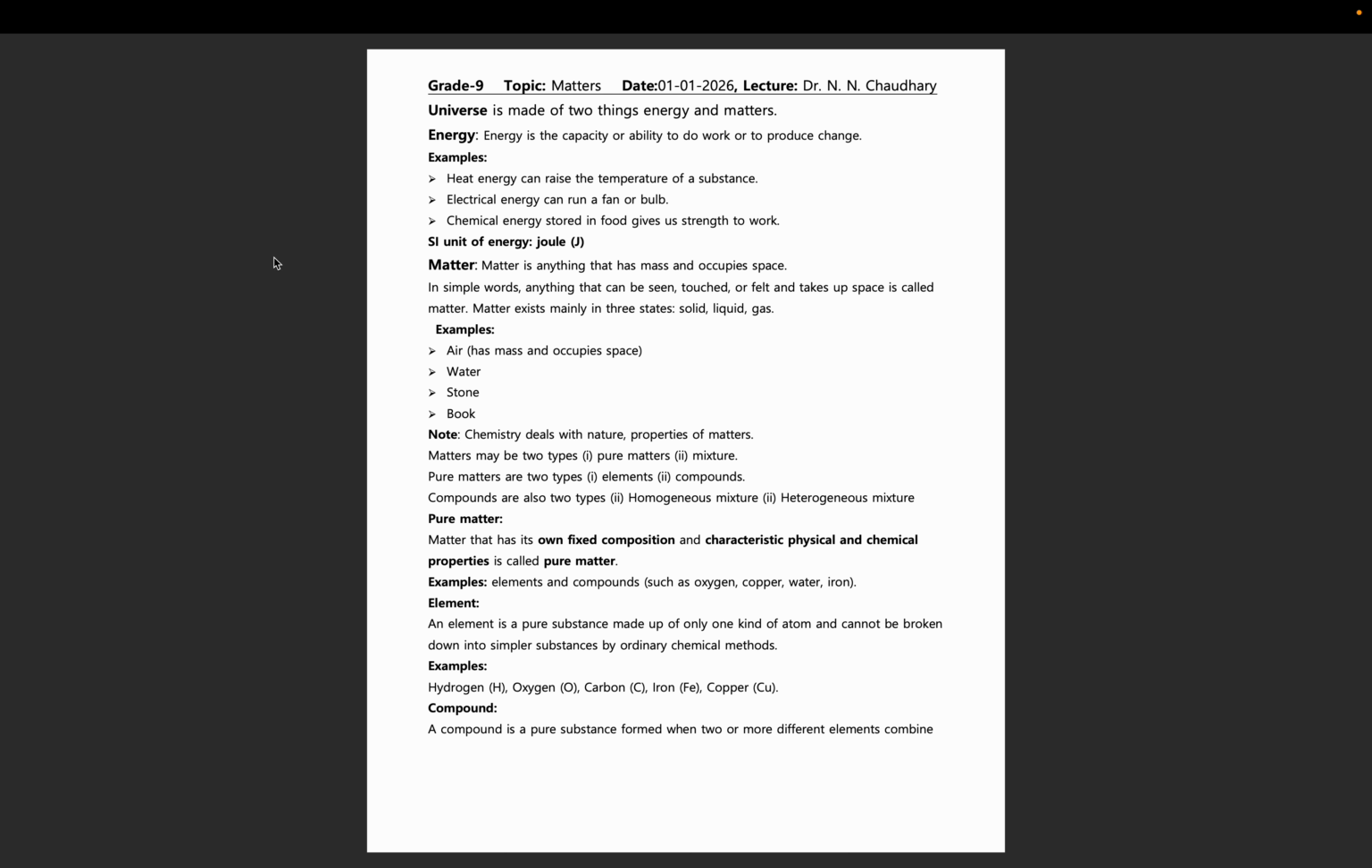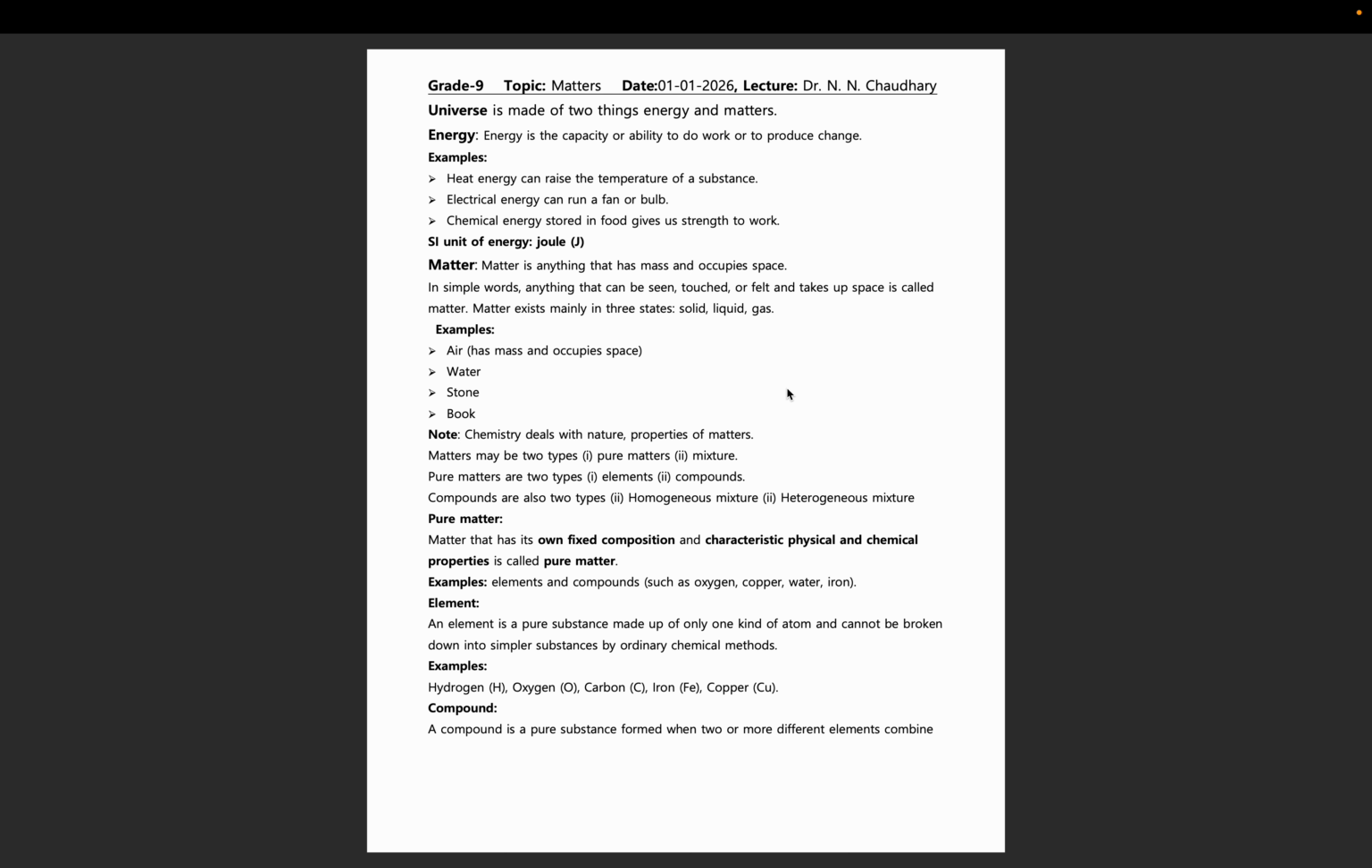Matter may be of two types: pure matter and mixture. Pure matter consists of elements and compounds. Pure matter can be defined as matter which has its own fixed composition and characteristic physical and chemical properties. As we know, pure matter is of two types: elements and compounds.